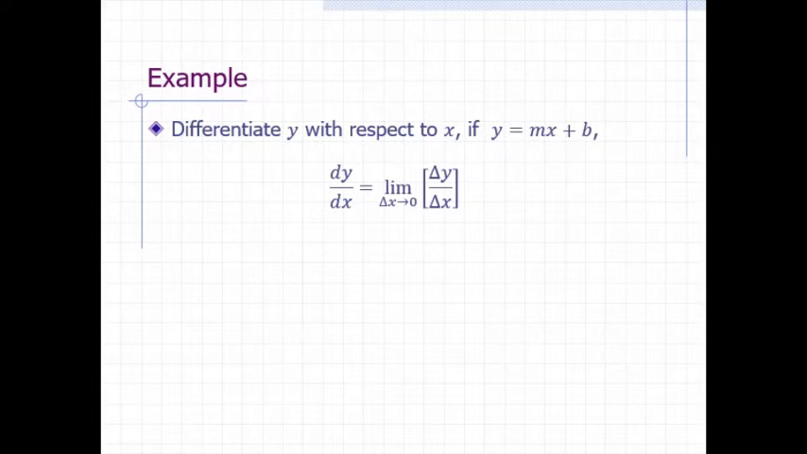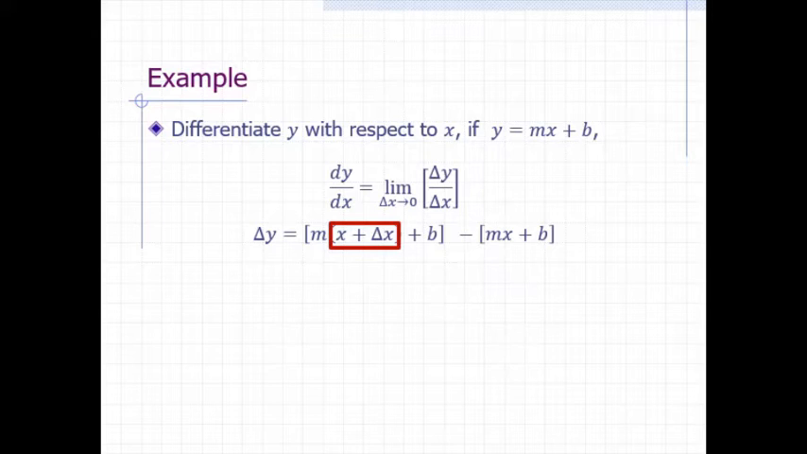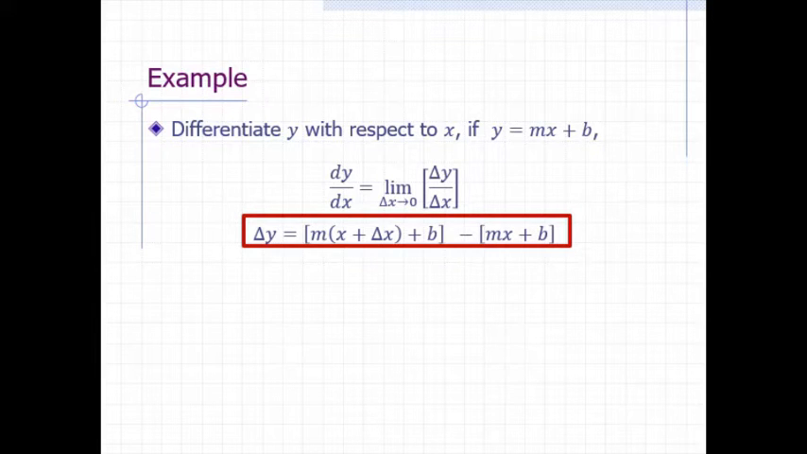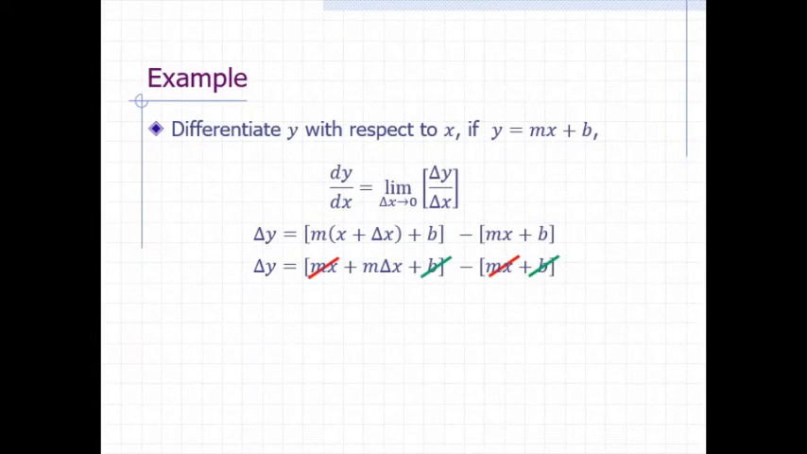Let's first derive the expression for delta y. We are given that y equals mx plus b. In other words, whatever x is, we multiply it by the constant m, then add the constant b. What happens if x changes by an amount equal to delta x? We substitute x plus delta x for x, multiply it by m, then add b to get the new value of y. From this, we subtract the original value of y, which is mx plus b, in order to get delta y. We can simplify the expression for delta y, and we should get delta y equals m times delta x.